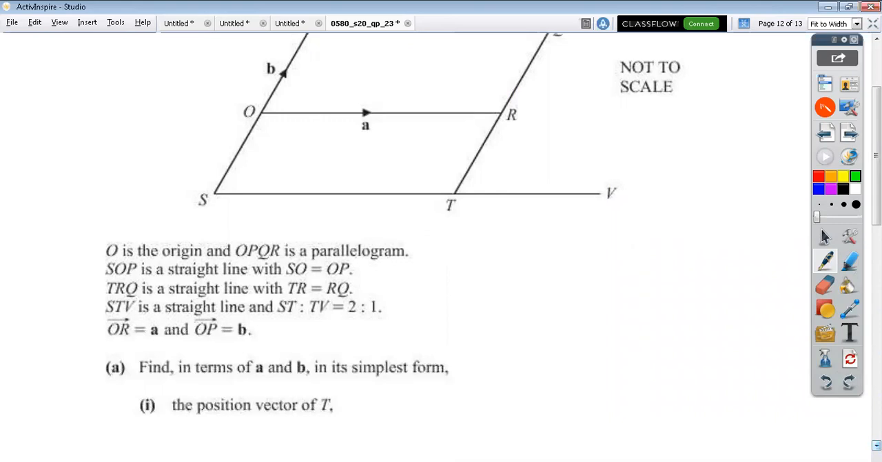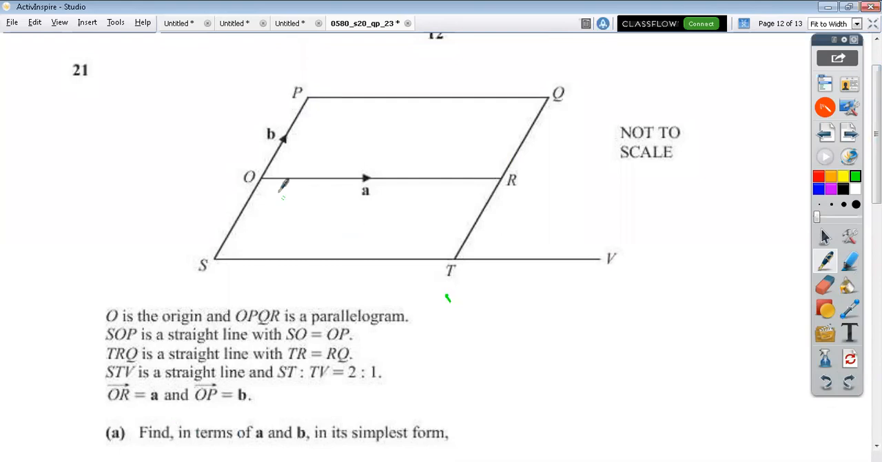Find in terms of A and B in the simplest form the position vector T. So T means OT, because O is the origin. It is with respect to the origin, so from O to T. But I'm told that this is a parallelogram, so it means this is also A. Are we agreed? Yes, sir.